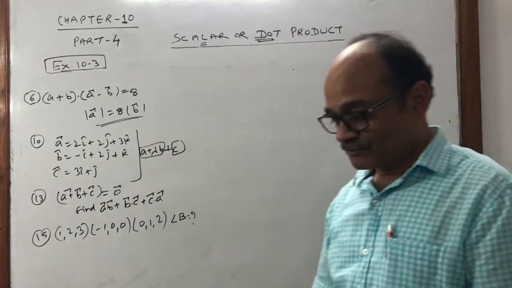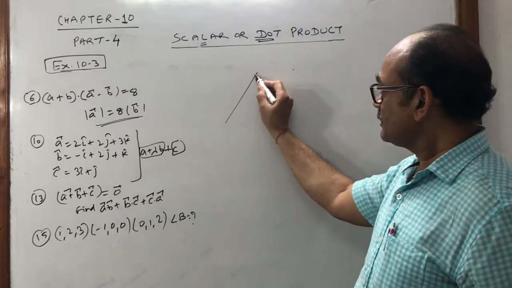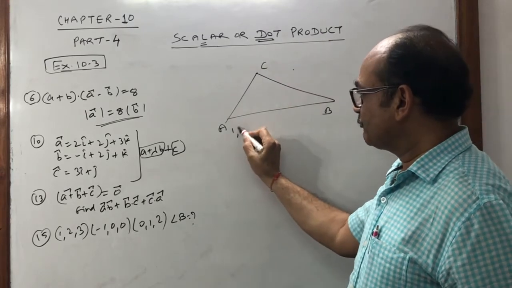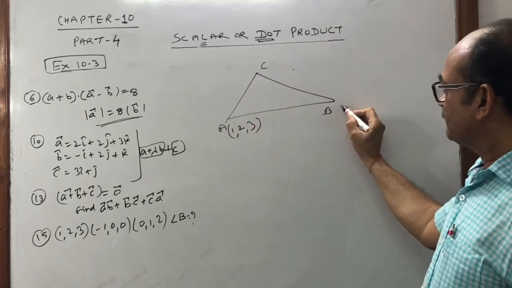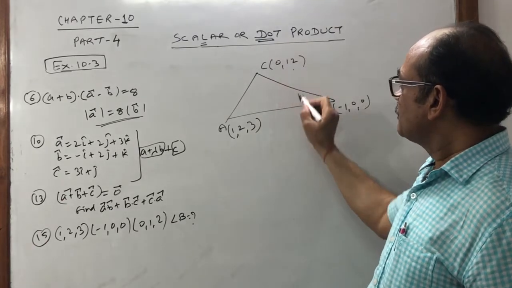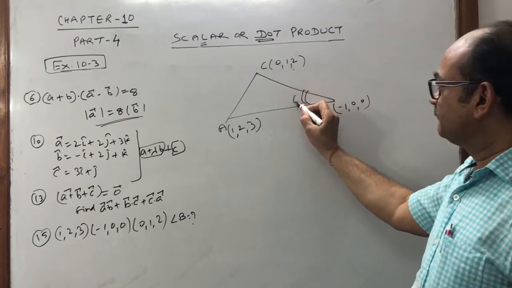Next sum is find the angle. 15th sum. 3 coordinates are given to you. A coordinate 1, 2, 3. B coordinate minus 1, 0, 0 is a rough diagram, and C 0, 1, 2. We want to calculate angle B.